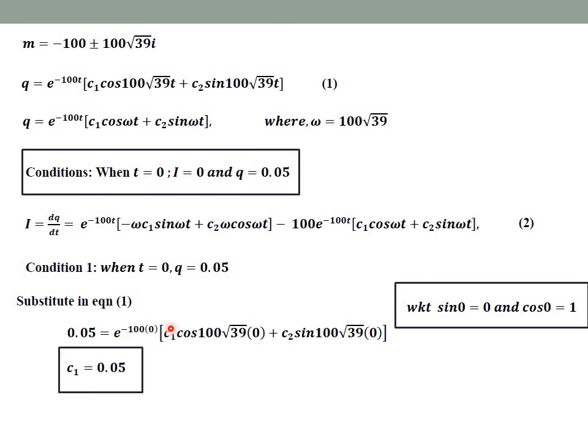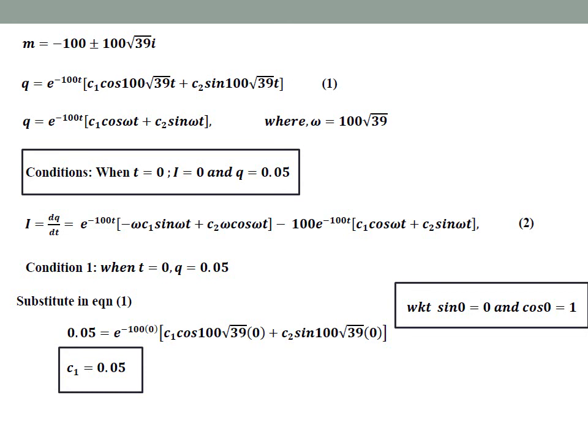0.005 is equal to, only C1 will be remaining. Am I right? Because e power 0 is 1 and cos 0 is 1, C1 will remain. However, sin 0 is 0, and 0 into anything makes this entire term 0. So what will remain is C1 is equal to 0.05. Did I get one constant value? Yes. Now how to get another constant value?